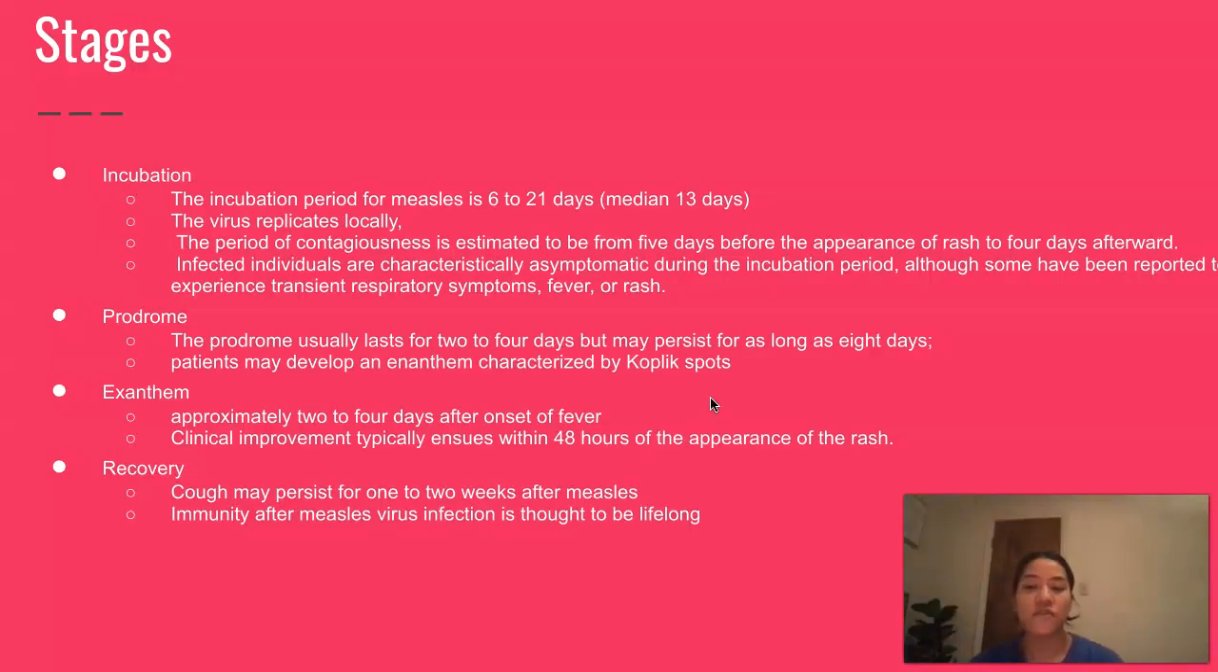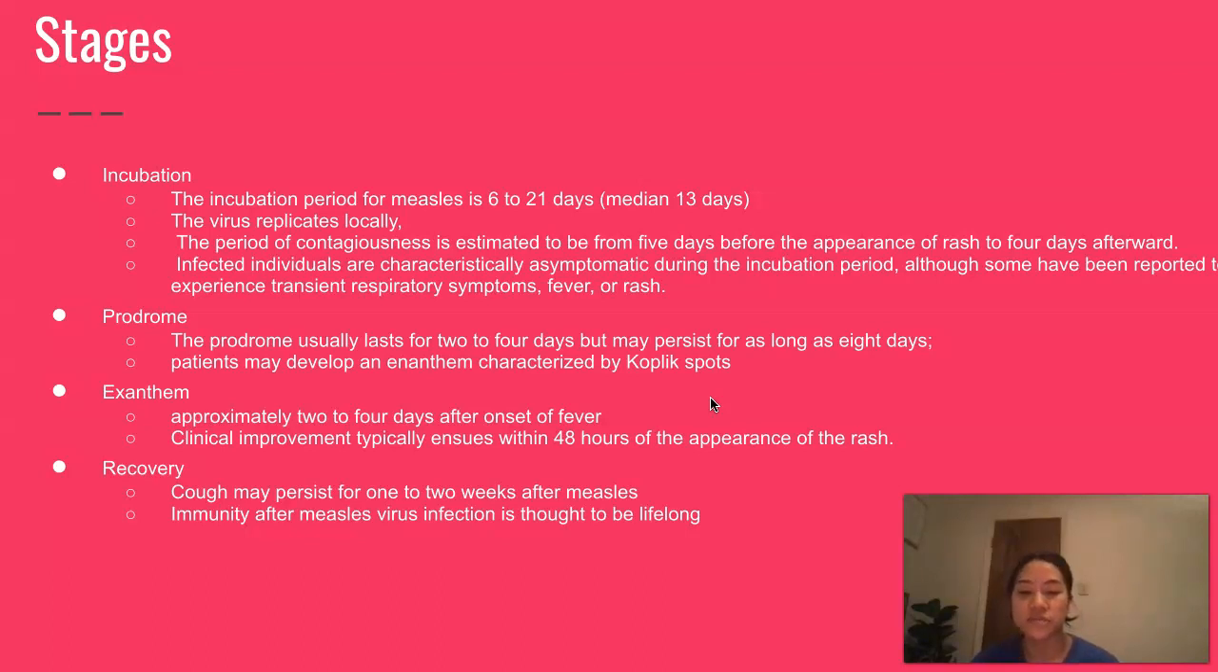Stages. There are 4 stages to measles, which include incubation, prodrome, exanthem, and recovery. The first stage is incubation. The incubation period for measles is 6 to 21 days, with a median of 13 days. In this stage, the virus replicates locally. The period of contagiousness is estimated to be from 5 days before the appearance of the rash to 4 days afterwards.